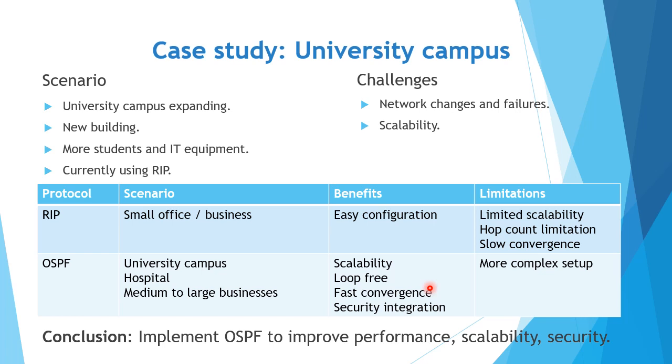Provides loop-free routing. It can be deployed with future expansion in mind because it can be done with minimal configuration. So considering all of the above, the university have basically decided to implement OSPF during the expansion so that they can improve the performance and the reliability of their network, and then they can future-proof it should they need to expand again.